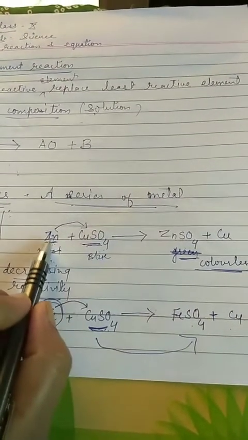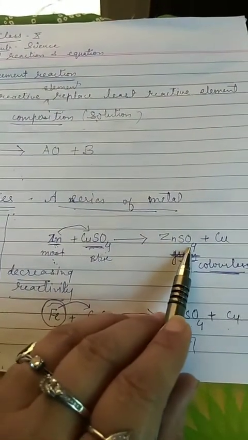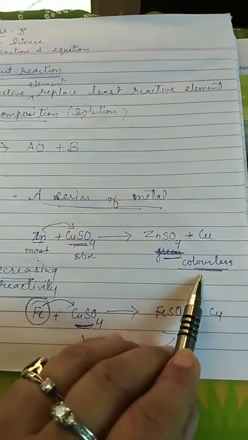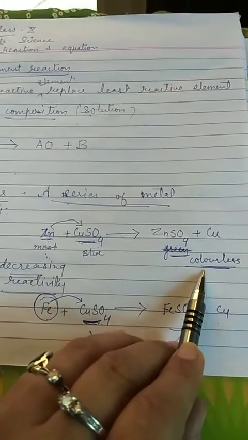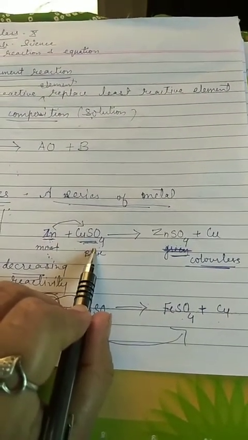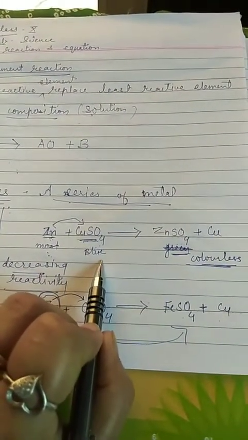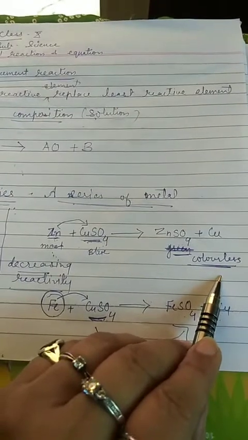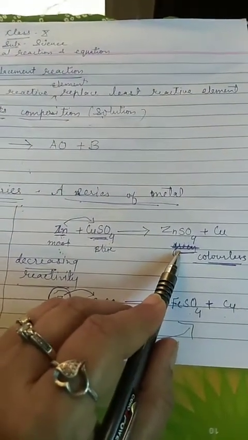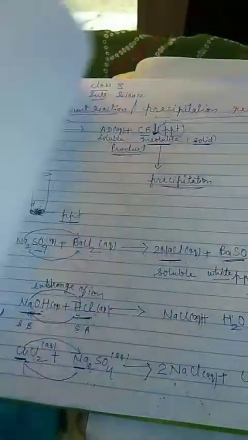When zinc reacts with copper sulfate, it forms zinc sulfate, ZnSO4, which is actually colorless. So make a correction: when zinc reacts with copper sulfate solution, it forms ZnSO4 and Cu. Copper sulfate is blue in color and ZnSO4 is colorless, it is not green. Is it clear? Okay.